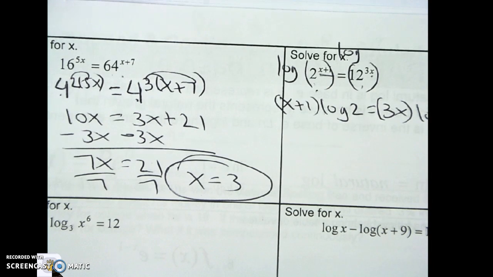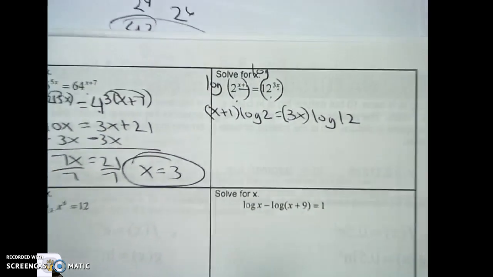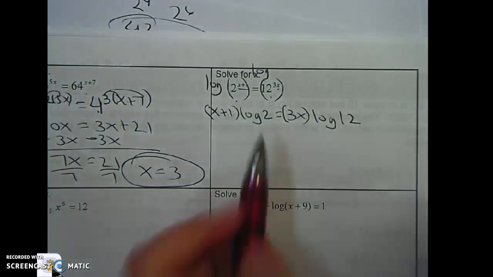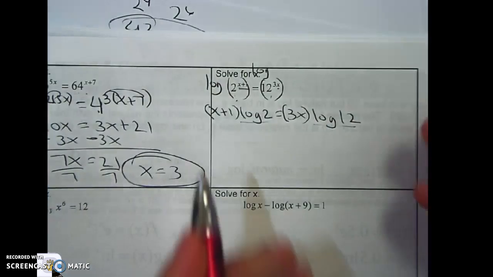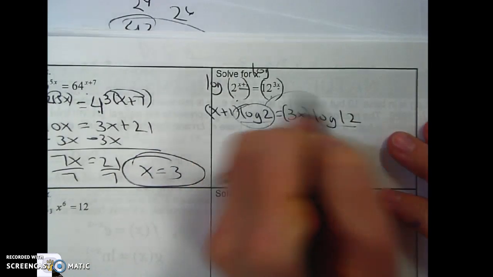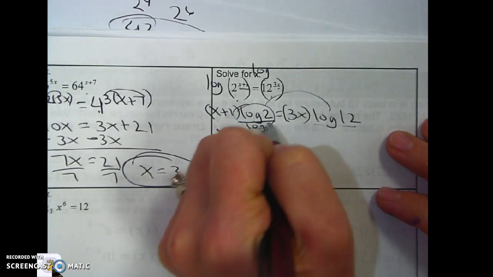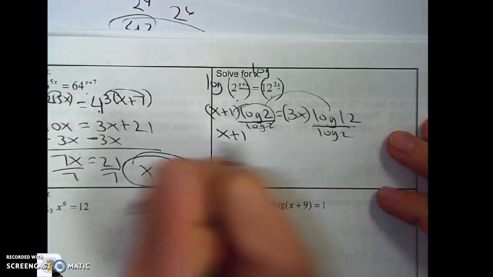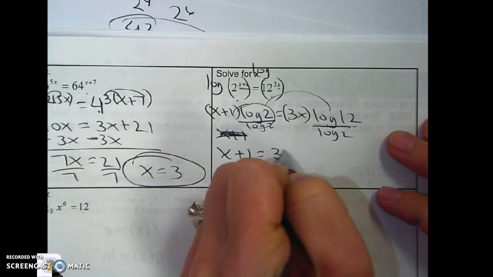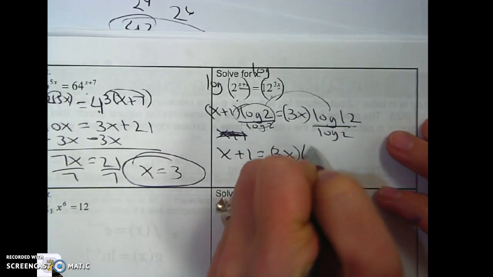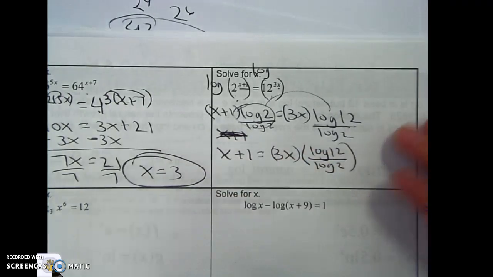Okay. There are a couple different ways to do this problem. For me, because this is a decimal and this is a decimal, I prefer getting the logs on the same side. So I'm going to choose to move this one over here. So then I'm left with x plus 1, so I'm going to divide by log 2, divide by log 2. So I'm left with x plus 1 equals 3x times log 12 over log 2.